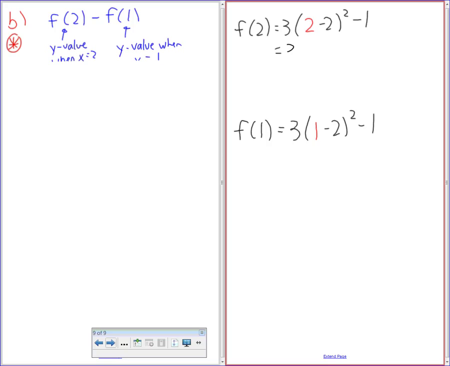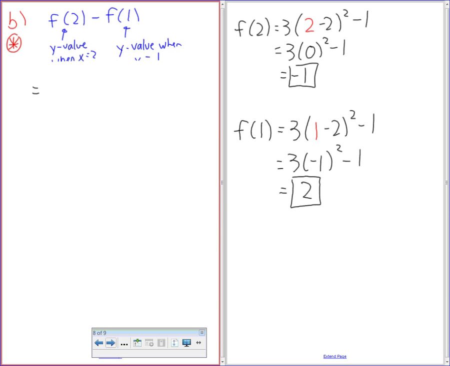So this is going to be 3 times 0 squared minus 1, which is just equal to negative 1. This is 3 times negative 1 squared minus 1, which is equal to 2. Well, 0 squared is 0, right? 0 times 3 is 0. So this is going to equal then negative 1 minus 2.